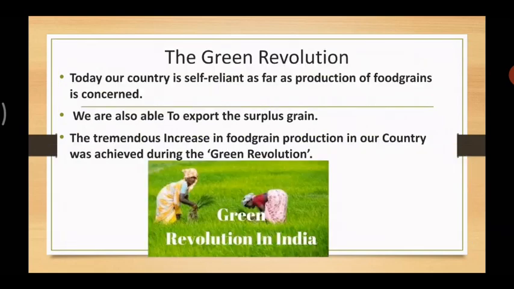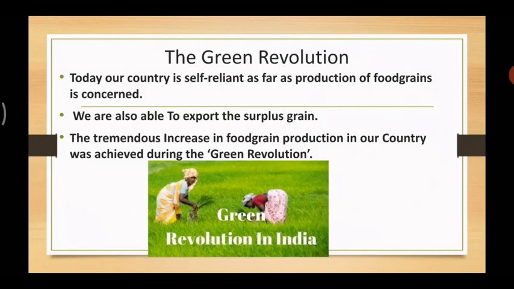Let's move forward. Next is the Green Revolution. Today, due to this, our country is self-reliant as far as production of food grain is concerned. Our country is self-reliant means we do not have to depend on other countries for food grains. We have enough food grains for us. We are also able to export the surplus grains. That means we also export the grains to other countries.